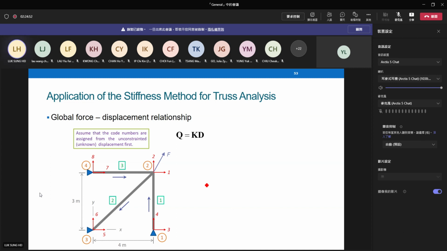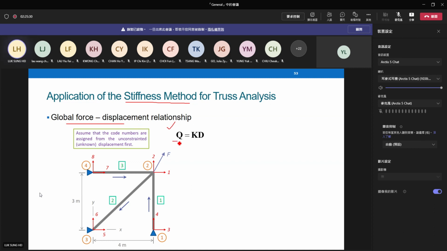Some brief introductions. Before showing the example, there are great examples within this section, just an extension of the previous two. In the previous two examples I just stopped at the stiffness matrix. I did not proceed to the following calculations. I will continue right here. Our target, if you want to use the stiffness method to handle this kind of truss analysis, is to set up our global force displacement relationship. I hope you still remember what capital Q and capital D are.